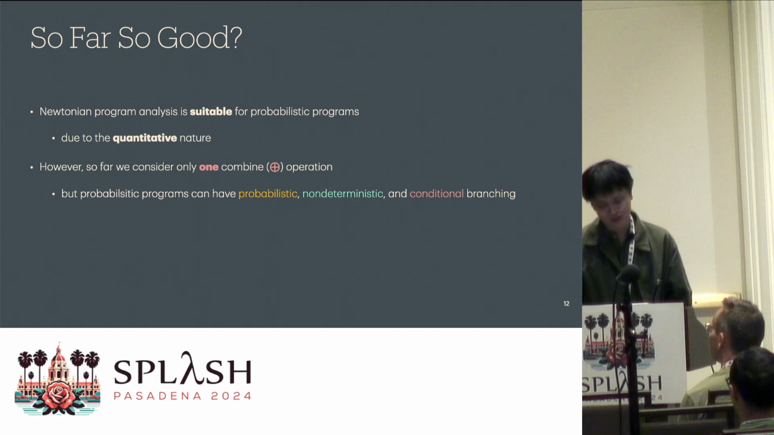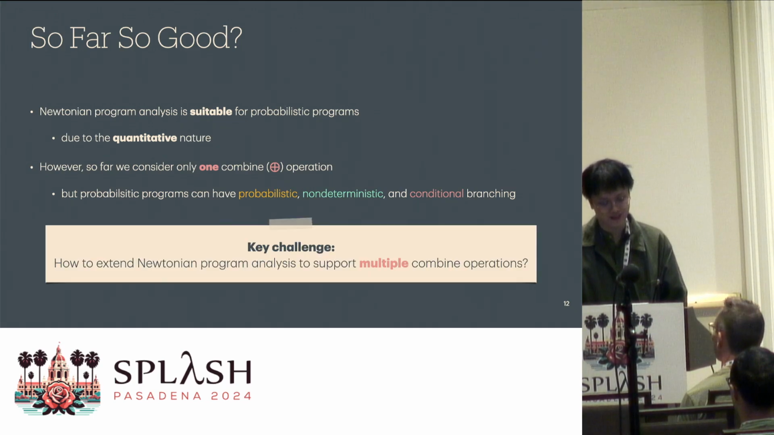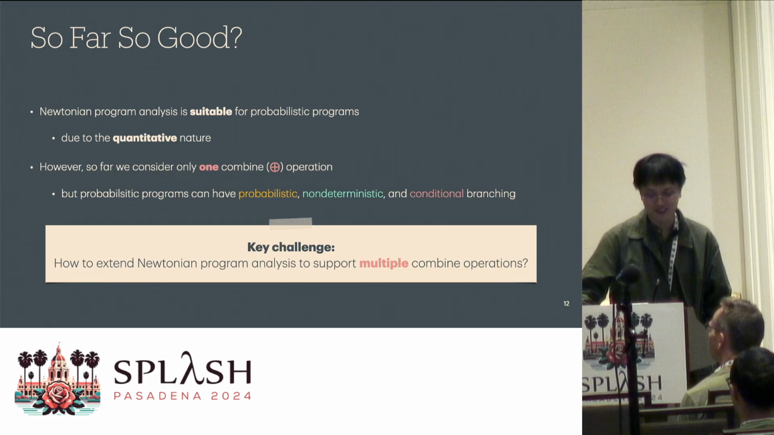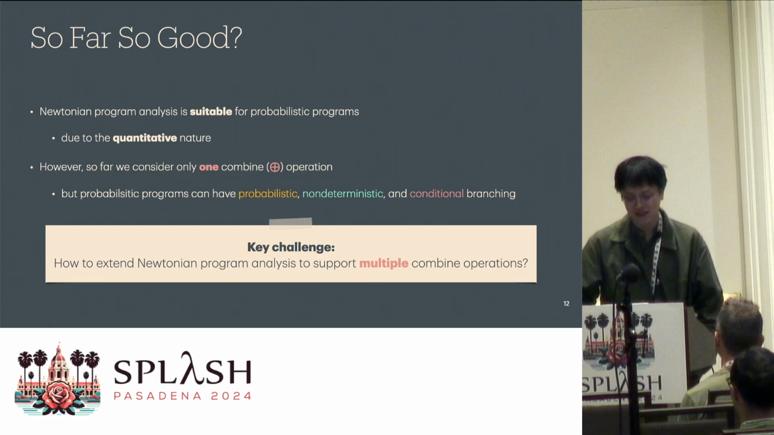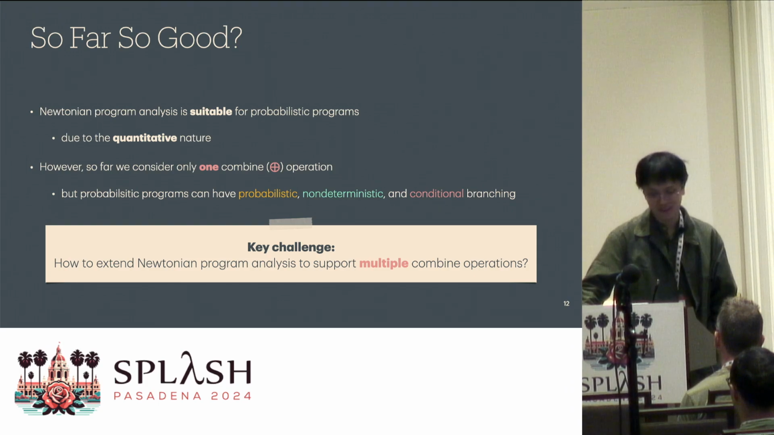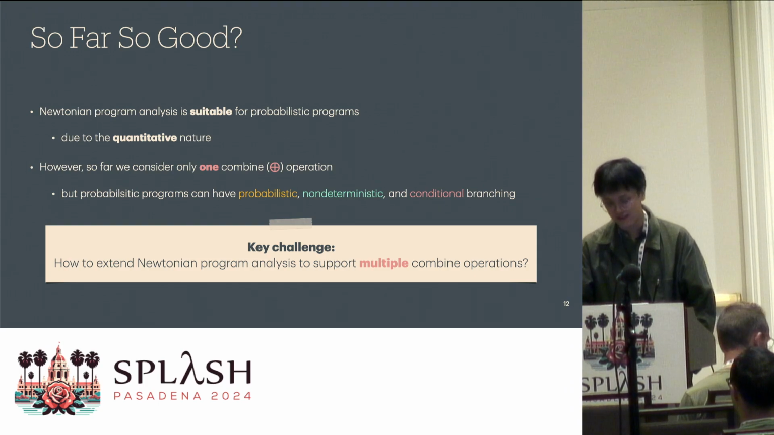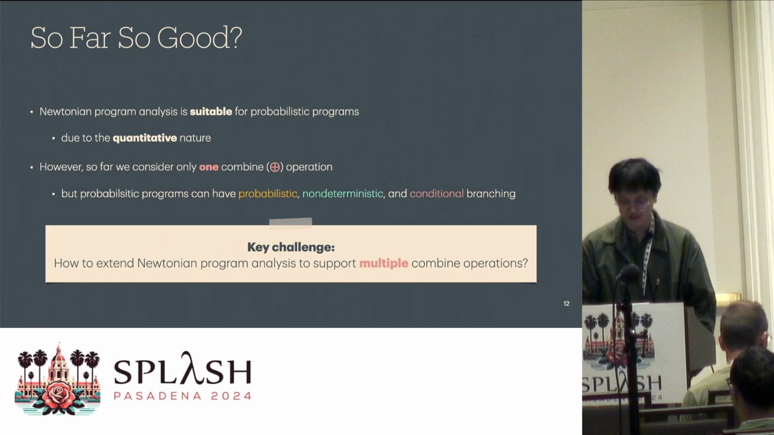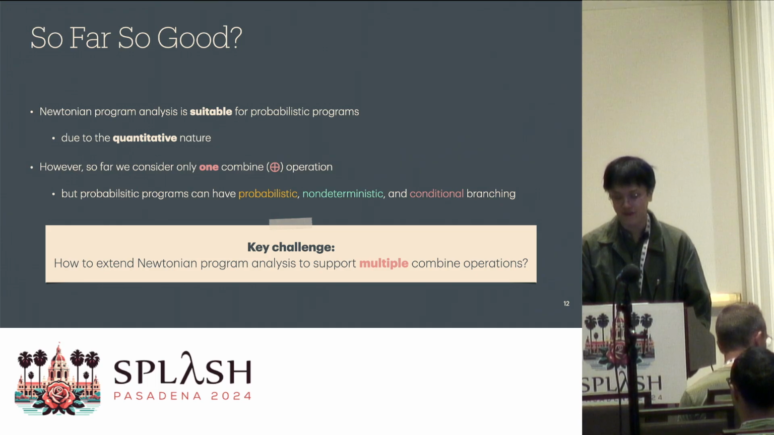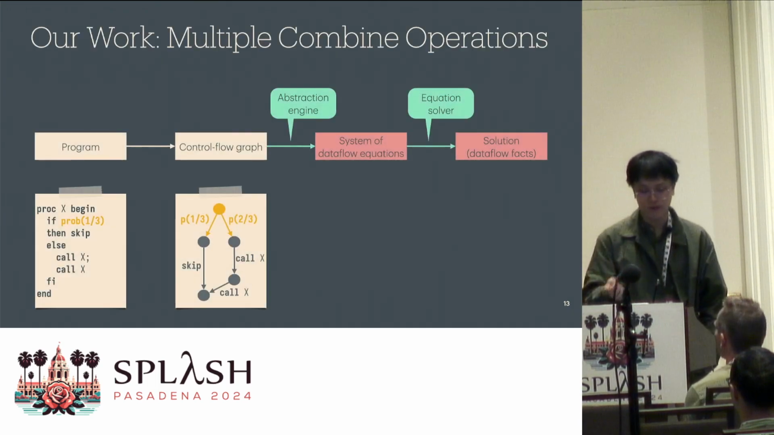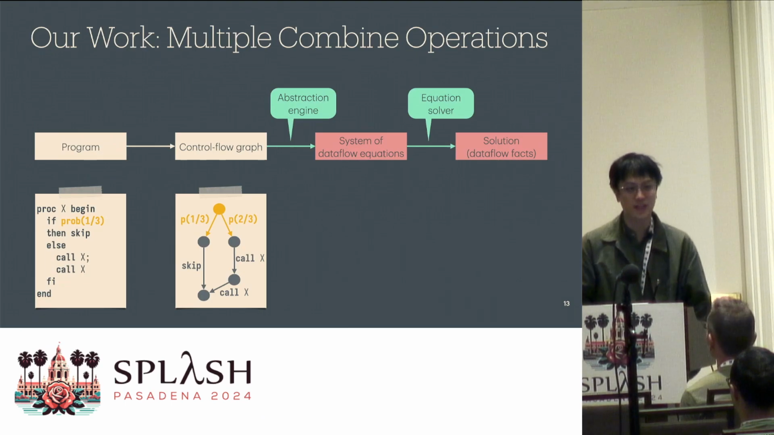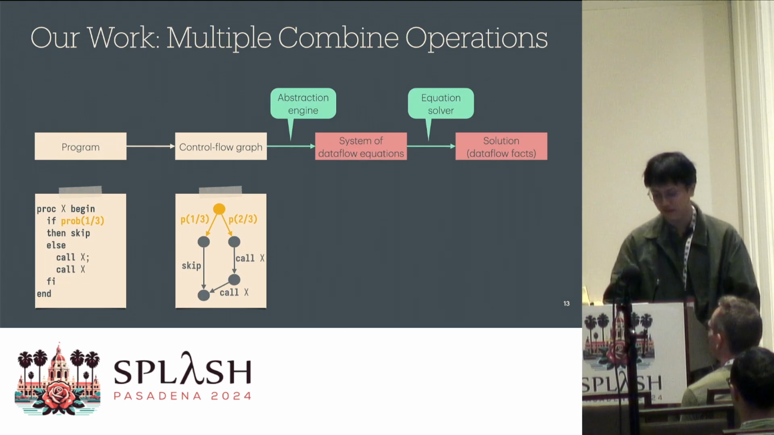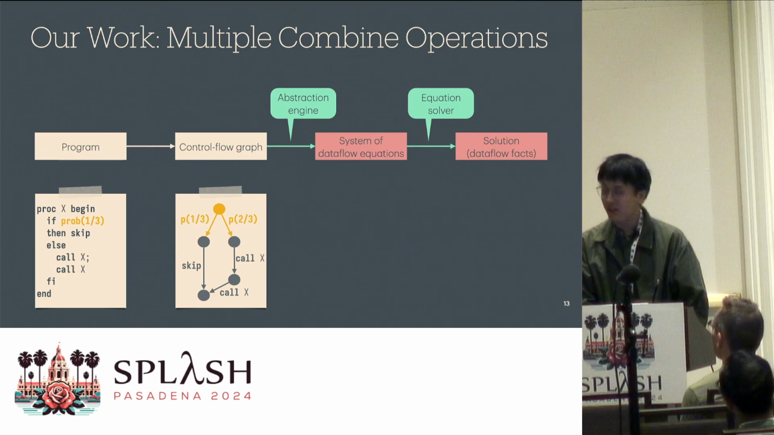So the actual work we did in our paper is to tackle this key challenge: how to extend Newtonian program analysis to support multiple combine operations. I'm not going to go into the technical details of the whole pipeline of our work, but I will just revisit the whole pipeline to see where we need to make some changes to support this kind of multiple branching.